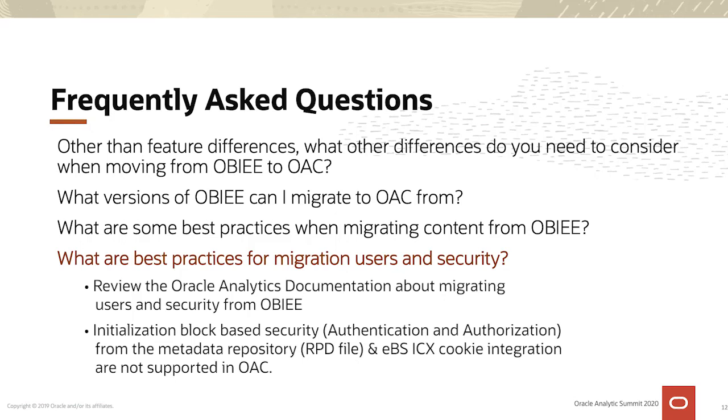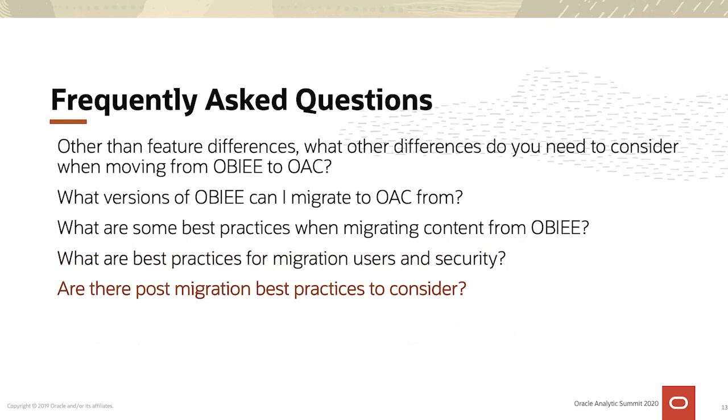Other than that, two things are coming to my mind. In OAC, we don't support the initialization-based security model for authentication and authorization. And also, EBS ICX cookies are not supported in OAC in the current version. So those are the things that you need to keep in mind if you are an EBS customer, and if you are using init block security, those two things are not supported in OAC.